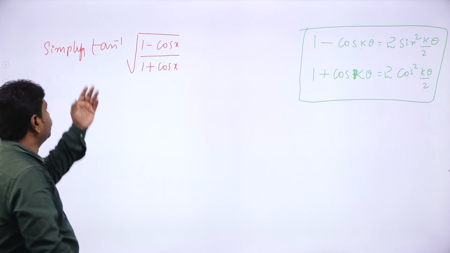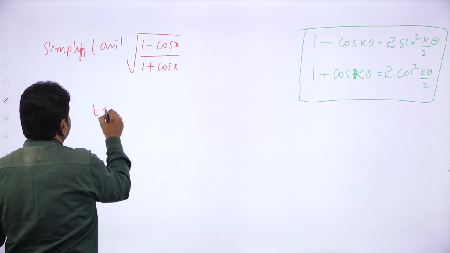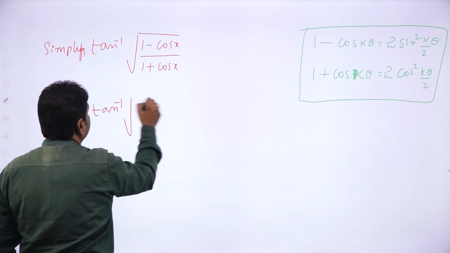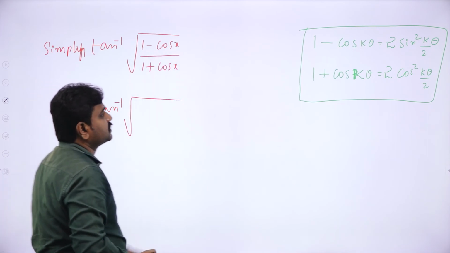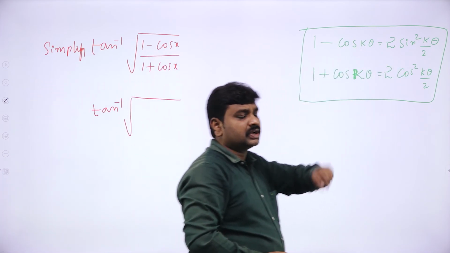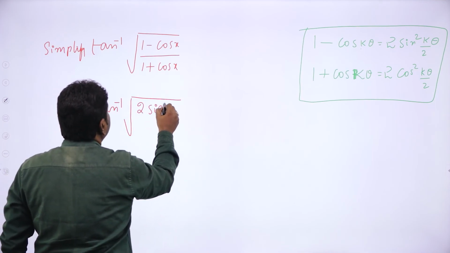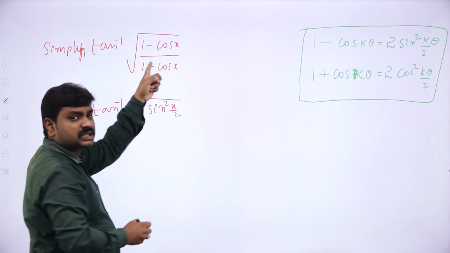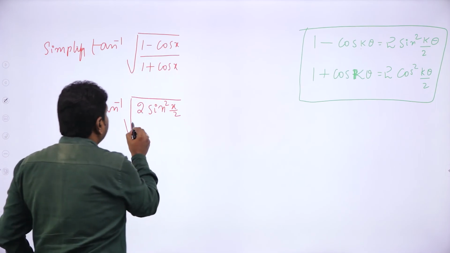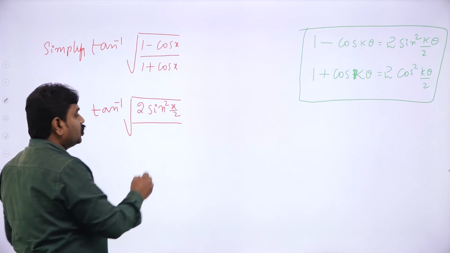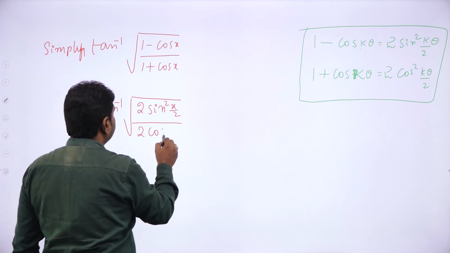How to simplify this? As soon as you observe, can I write the given problem as tan inverse of root of, what is 1 minus cos? If it is minus, we will get sin square and half of the angle. So numerator is 2 sin square x by 2. What is 1 minus cos x? 2 sin square x by 2. Divided by what is 1 plus cos x? 2 cos square x by 2.